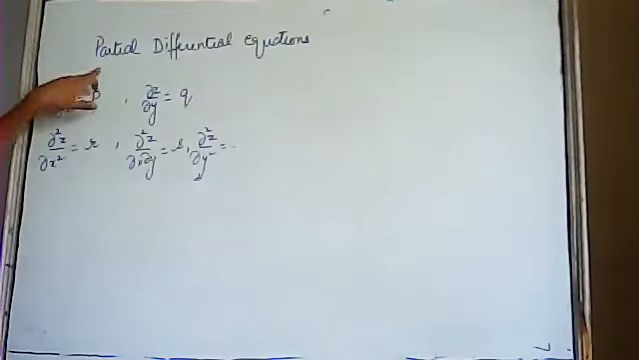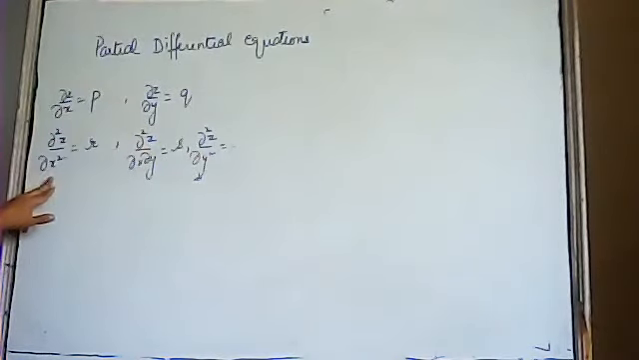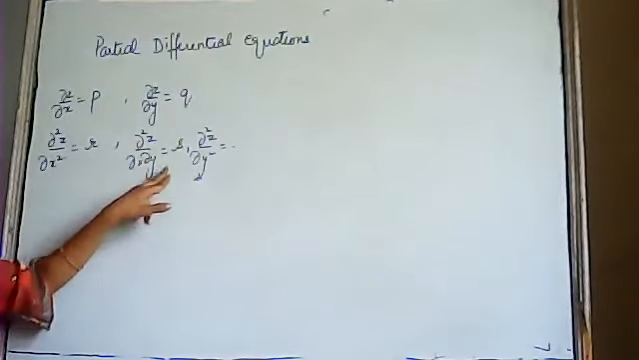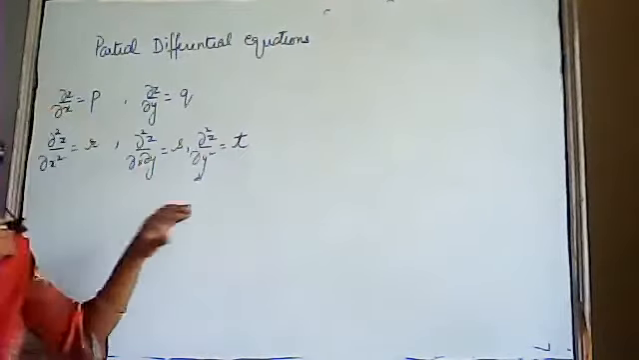Yesterday we started partial differential equations. Again, I am repeating the notations. First of all, ∂z/∂x is p, ∂z/∂y is q, ∂²z/∂x² is r, ∂²z/∂x∂y is s, and ∂²z/∂y² is t.